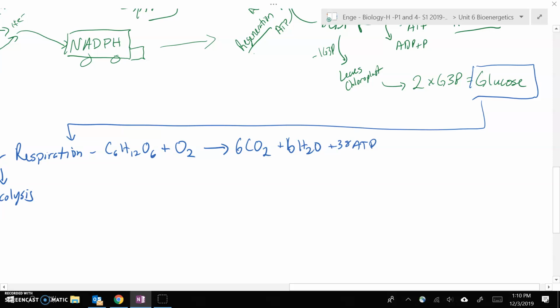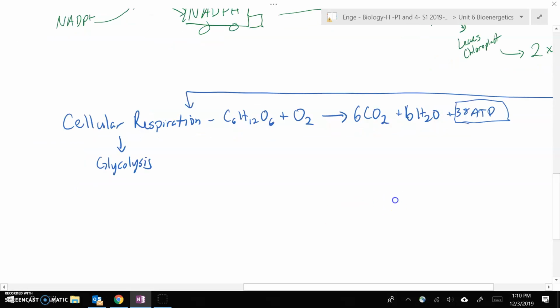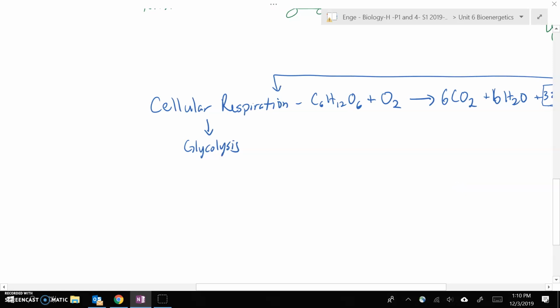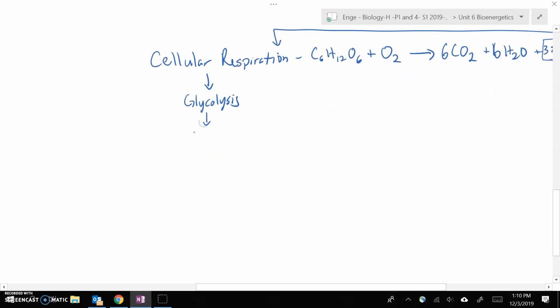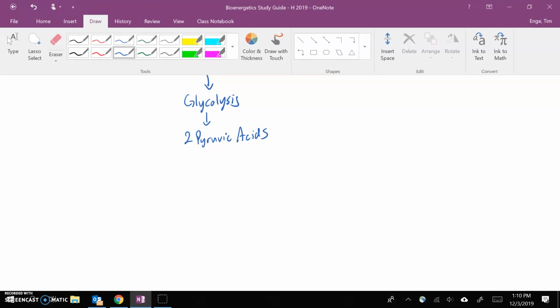Oftentimes I don't put ATP on that side because if I do that, I need to put ADP and a phosphate on the other side. But you get the idea. The whole point here is to release ATP, to release energy into ATP. Okay? So for cell respiration, glycolysis happens in all living things. Oldest metabolic process, it means splitting sugar. All right? And glycolysis splits sugar into two pyruvic acids.